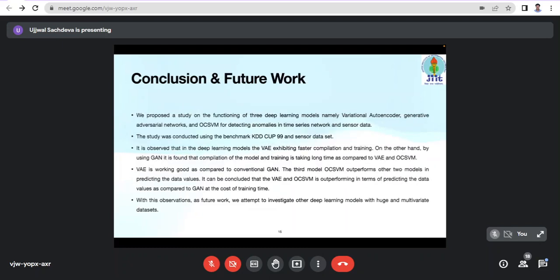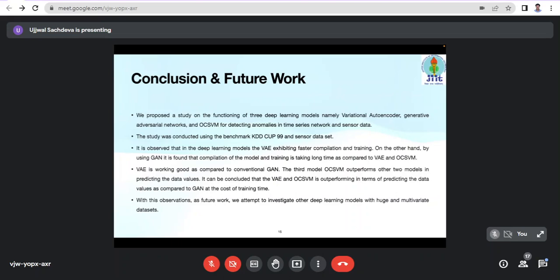Conclusion and future work of our study. We propose a study on the functioning of three deep learning models, namely variational autoencoders, generative adversarial networks, and OCSVM for detecting anomalies in the time series network and sensor data. The study was conducted using the benchmark KDD Cup 99 and time series dataset.